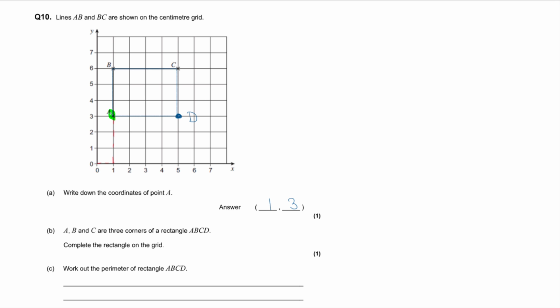And it says work out the perimeter of ABCD. So the perimeter is all the sides added together. Well, how long are the sides here? The top sides are 4, aren't they? They're 4 squares along, and the other sides are 3. So if you're going to go all the way around this shape, you would go 4, 3, 4, and 3, won't you, all the way around? So adding those together, 4 plus 3 plus 4 plus 3, that gives me a total of 14 units, whatever the units happen to be here.